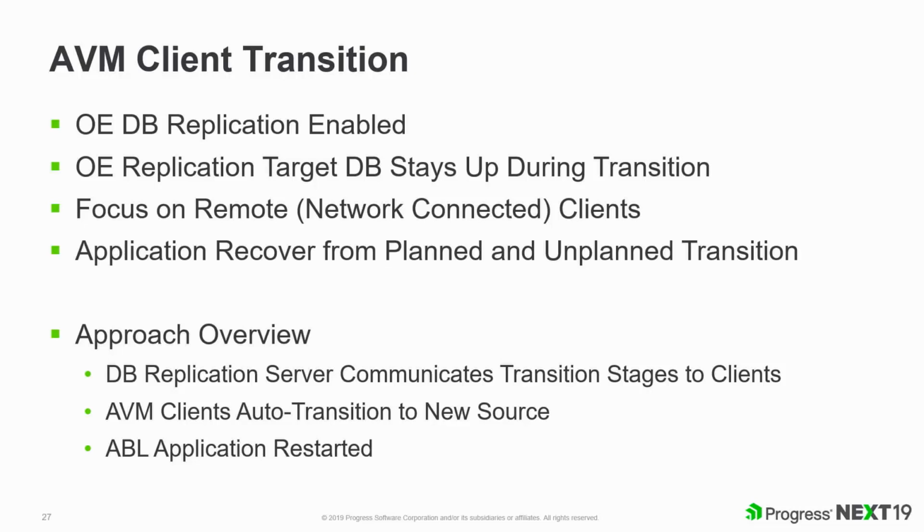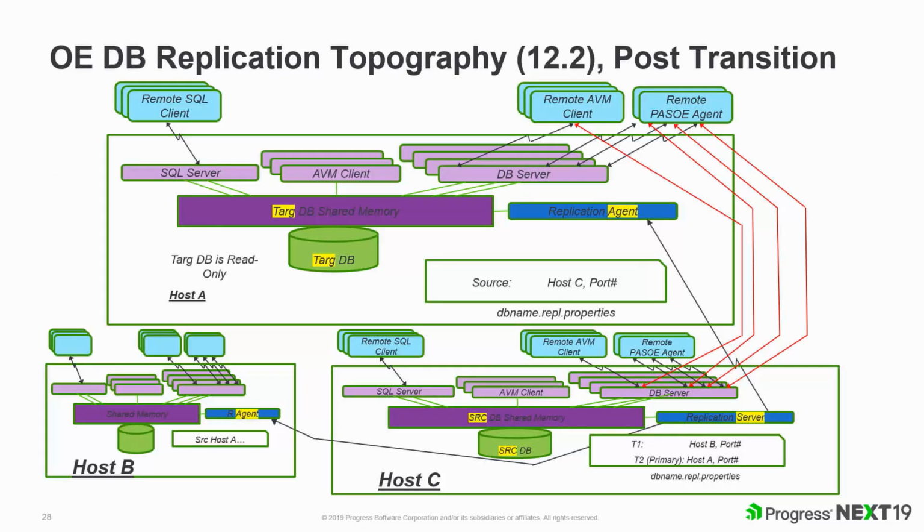And so the plan is that the application will be able to recover from a planned or unplanned transition. The approach that we're taking is that the database replication servers will communicate with the remote clients and notify them about the stages of the transition. The AVM clients will auto-transition to the new source, the target that is going to become the source, and then the ABL application will be restarted. All right? That's kind of an overview.